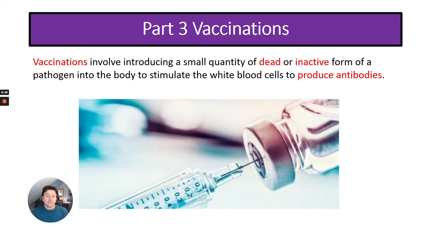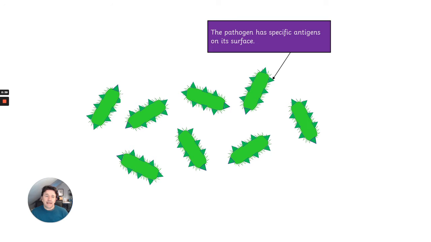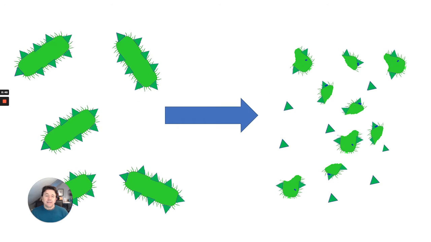So vaccinations involve introducing a small quantity of dead or inactive forms of a pathogen into the body to stimulate the white blood cells to produce antibodies. So here we have a pathogen, and you can see on the surface of the pathogen are the antigens. These are specific antigens on the surface. Now what happens is that scientists will take the pathogen and destroy it, leaving parts or debris of the cell that contain the antigen.